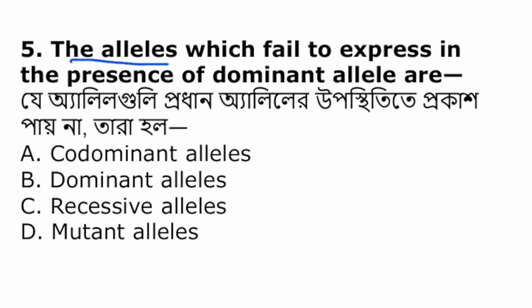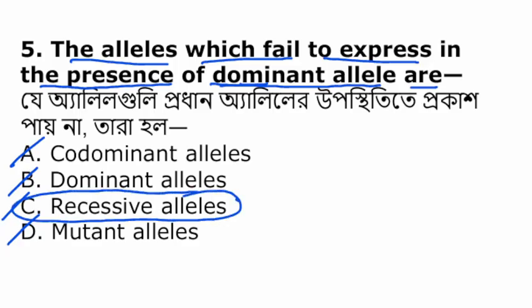The alleles which fail to express in presence of dominant allele is — যে এলিলগুলা ডমিনেন্ট এলিলের প্রেজেন্সে এক্সপ্রেশন করতে পারে না তাদেরকে কি বলা হয়? কোডমিনেন্ট এলিল, dominant allele, recessive alleles, mutant alleles. So the alleles that are unable to express in presence of dominant allele will be called recessive alleles. Recessive alleles যখন dominant alleleটা থাকবে তখন এক্সপ্রেস করবে না.